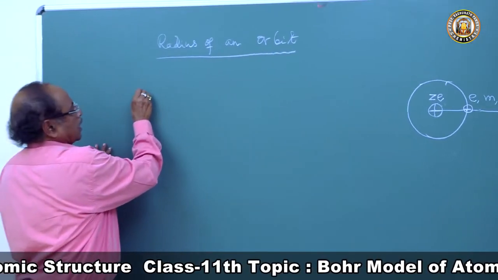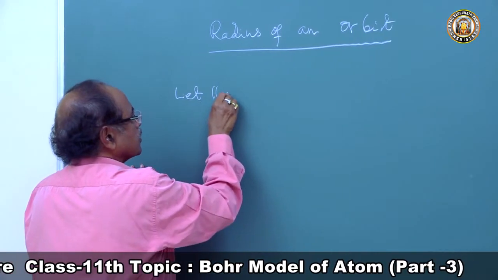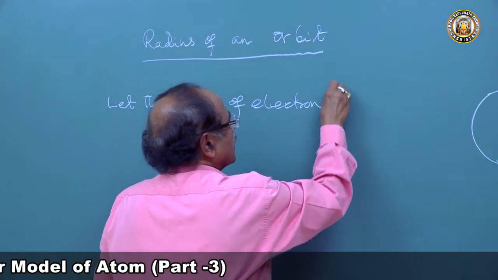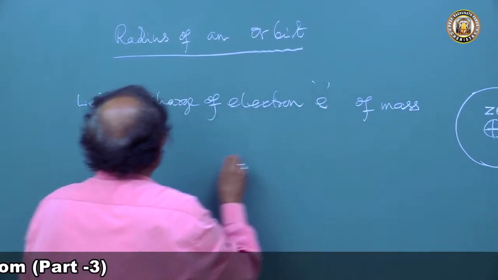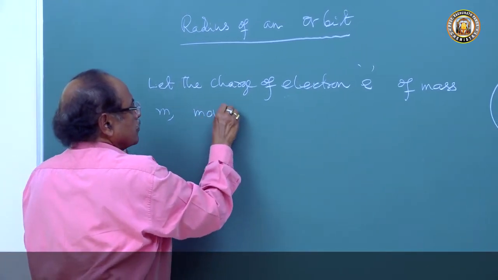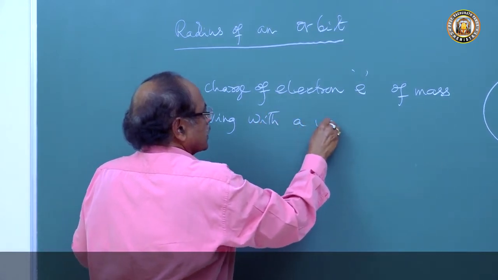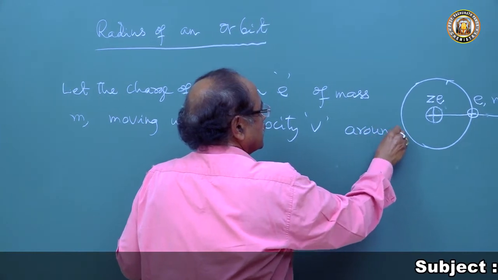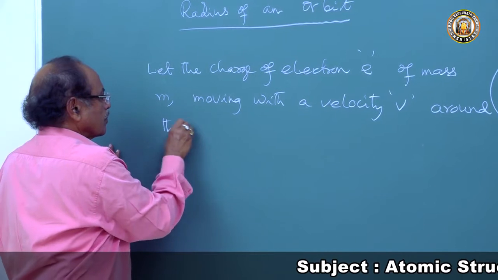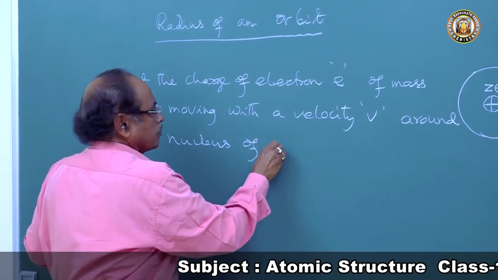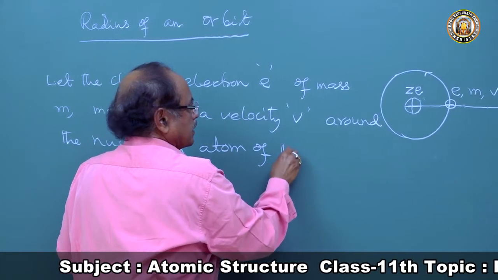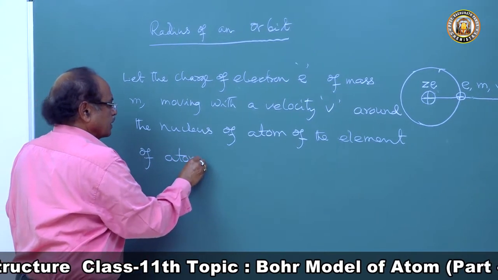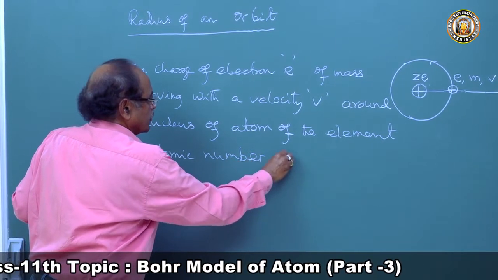So let me write: let the charge of electron e, of mass m, moving with a velocity v around the nucleus of atom of the element of atomic number Z. So these are the assumptions we made.